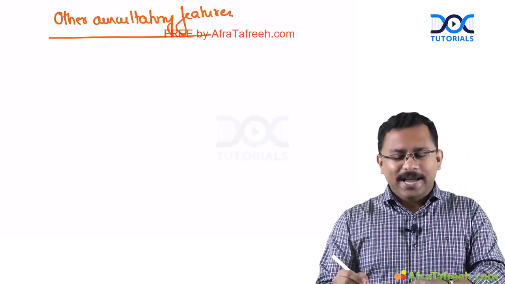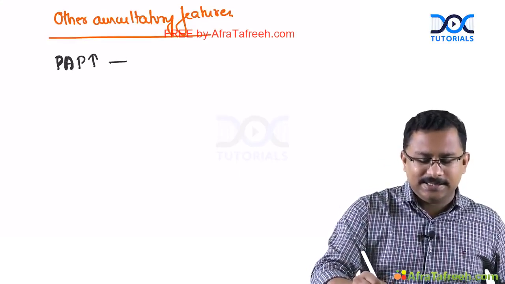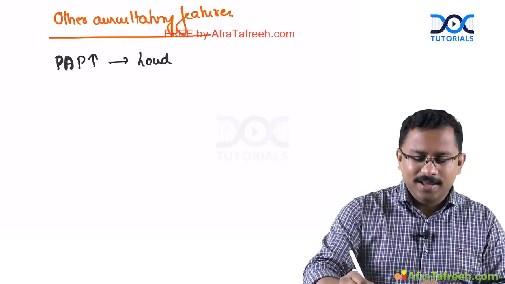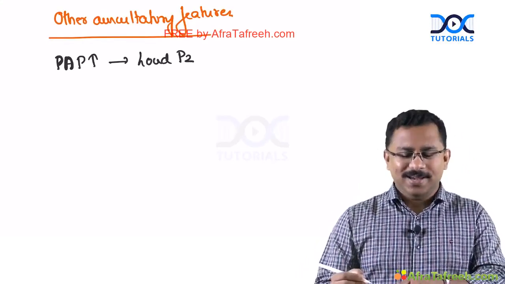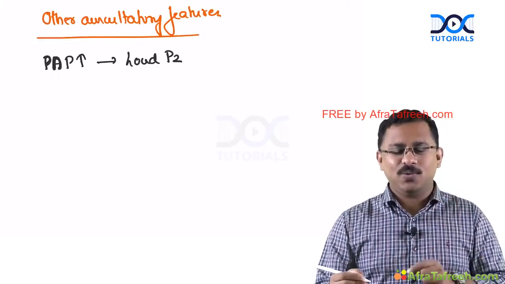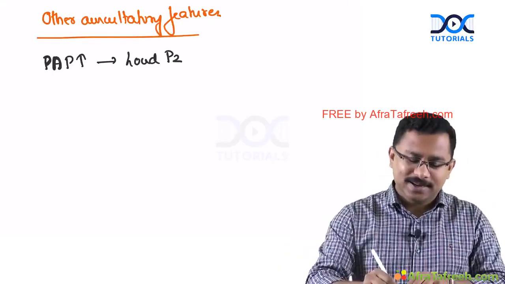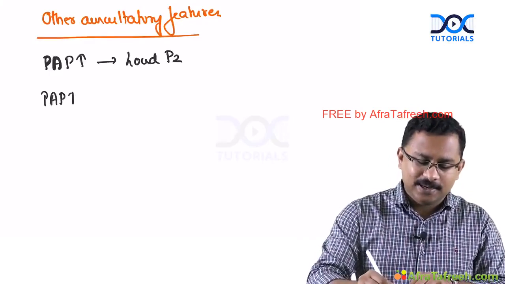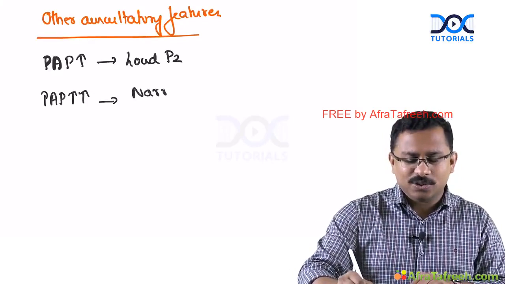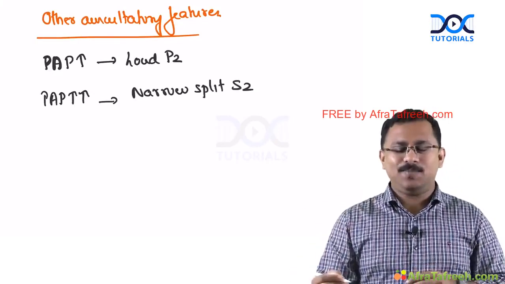So what happens is when the pulmonary arterial pressure increases, there can be a loud P2. And if the pulmonary arterial pressure further increases, you can have a narrow split S2. The second heart sound will be narrowly split.